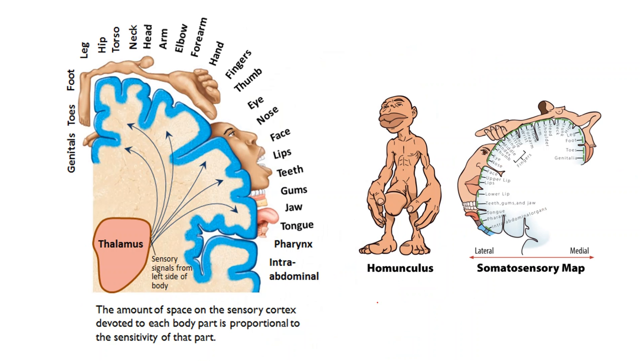Okay, and here I just wanted to give you an idea of the amount of space of the sensory cortex that are devoted to each body part, and how it is proportional to the sensitivity of that part. And of course, there are parts of our body that are more sensitive than others, right? And that's because the amount of cortex devoted to those body parts is huge, okay?